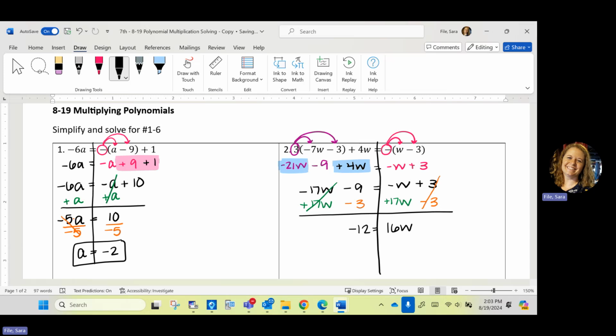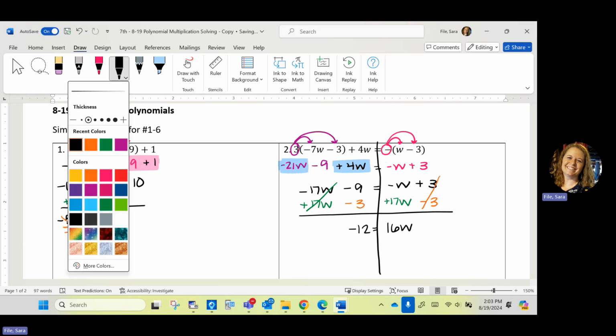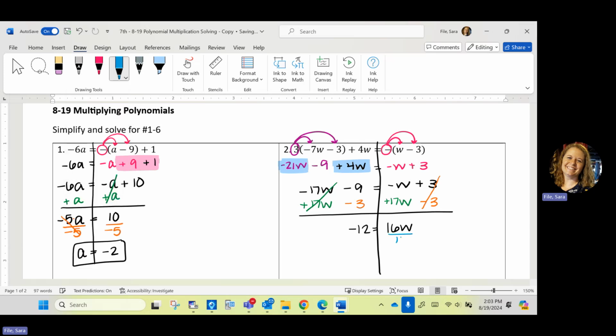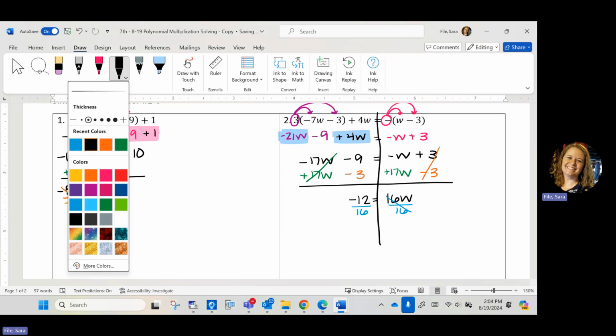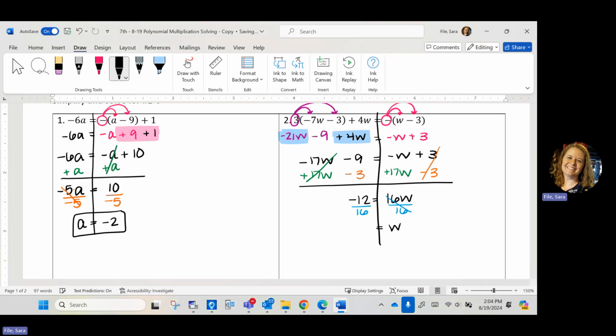Okay, and what do we do to get rid of the coefficients in front of the variable? We're going to divide. So this time when I divide that, I don't get an integer. 12 does not divide by 16 to leave us with an integer, so we just reduce the fraction as much as possible. Y'all do get to use Desmos, so if you struggle with fractions, Desmos will reduce that for you, but it should reduce down to -3/4. Or if you prefer decimals, that would be -0.75.